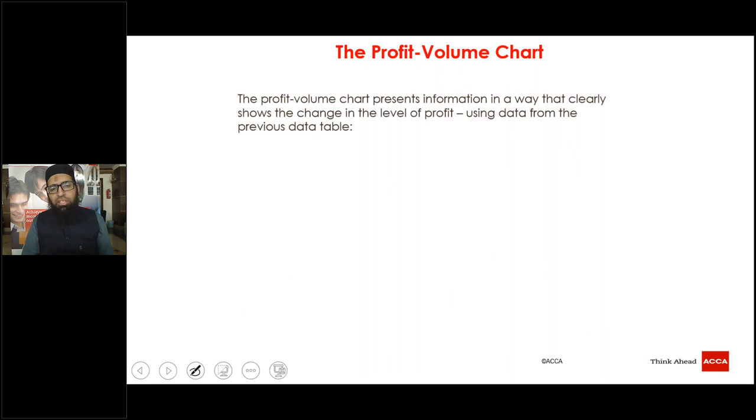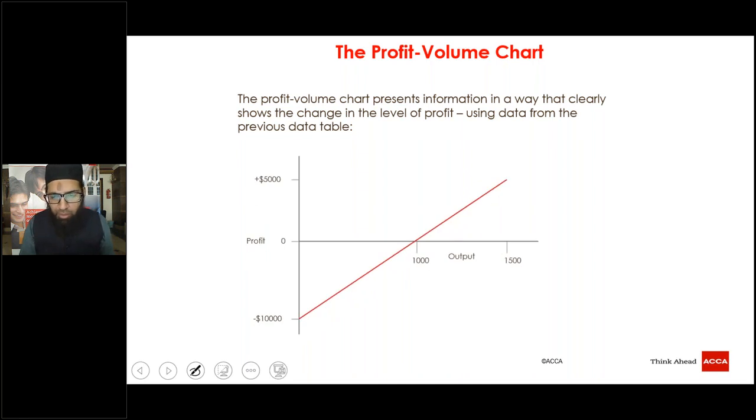Now let's also see the profit volume chart, another way to present the break-even point. The profit volume chart presents information in a way that clearly shows the change in the level of profit. So from the previous table, if I prepare the profit volume chart, it will be something like that. Now in this graph, this line represents profit or loss.